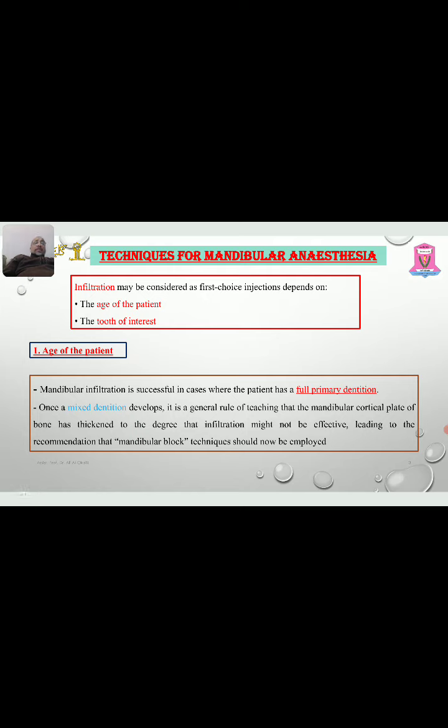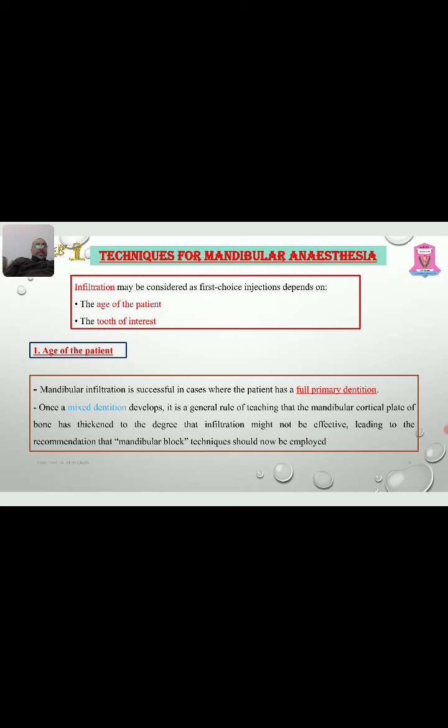The techniques we can use for mandibular nerve block or for mandibular anesthesia in general: infiltration may be considered a first choice of injection depending on the age of the patient and the tooth of interest. Regarding the age of the patient, mandibular infiltration is successful in cases where the patient has full primary dentition.